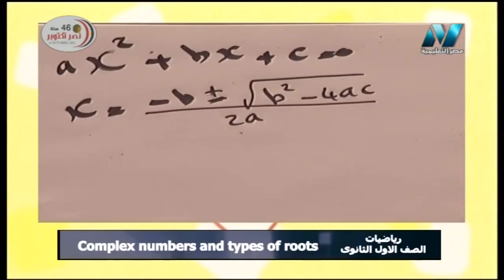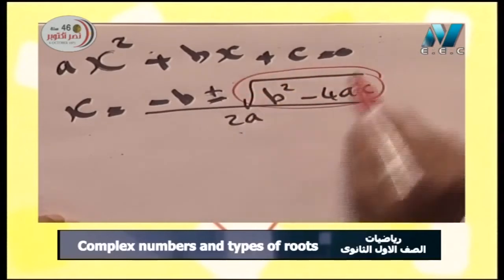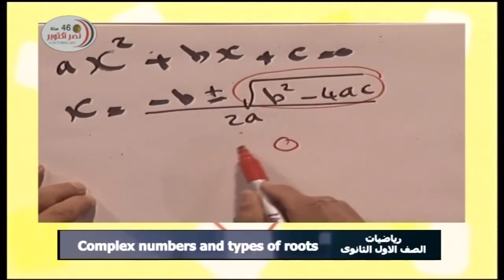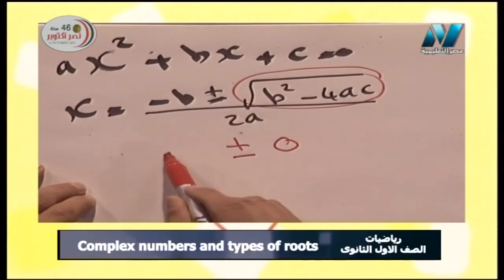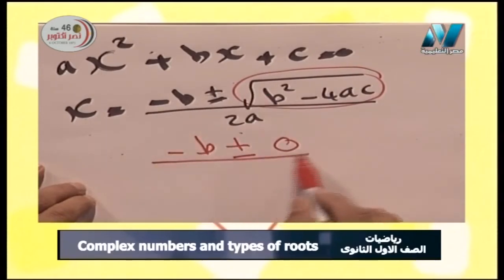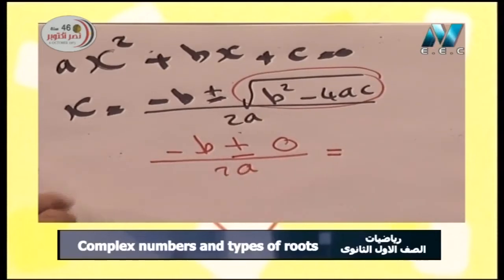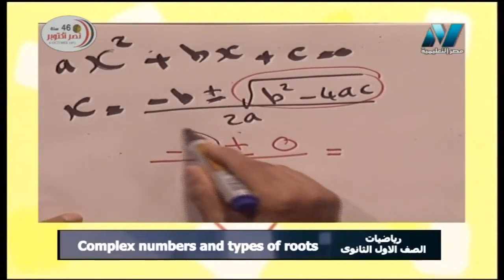So look carefully and concentrate on this number. If this number equals 0, we have positive or negative, negative b over 2a. What happens? We have only one number, which is negative b over 2a.